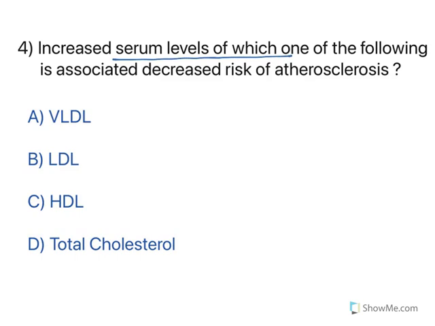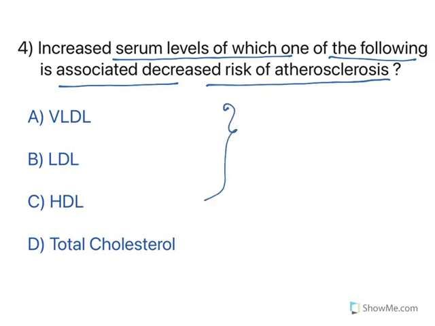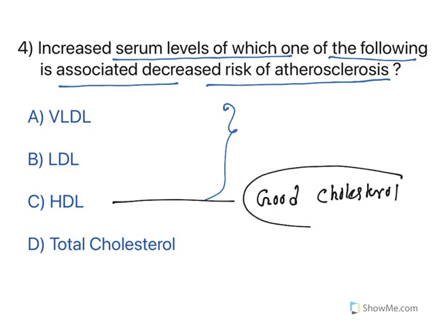Increased serum levels of which one of the following is associated with decreased risk of atherosclerosis? All these are lipoproteins. One of the lipoproteins is known as good cholesterol. The reason is that this good cholesterol removes deposited cholesterol from the blood vessels and takes it back to the liver. This is HDL's job. It is removing the excess lipids from the blood vessels and taking them back to the liver. Hence it is known as good cholesterol.